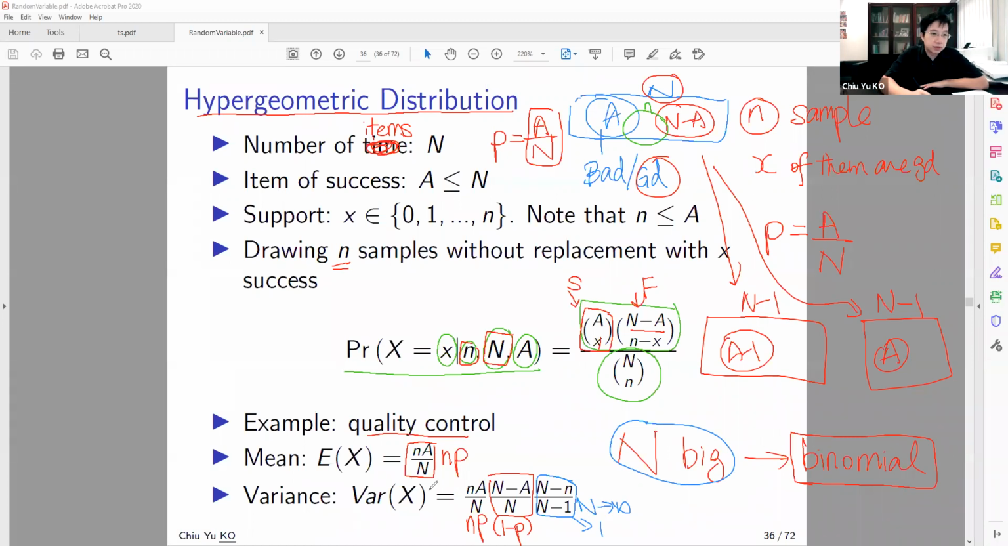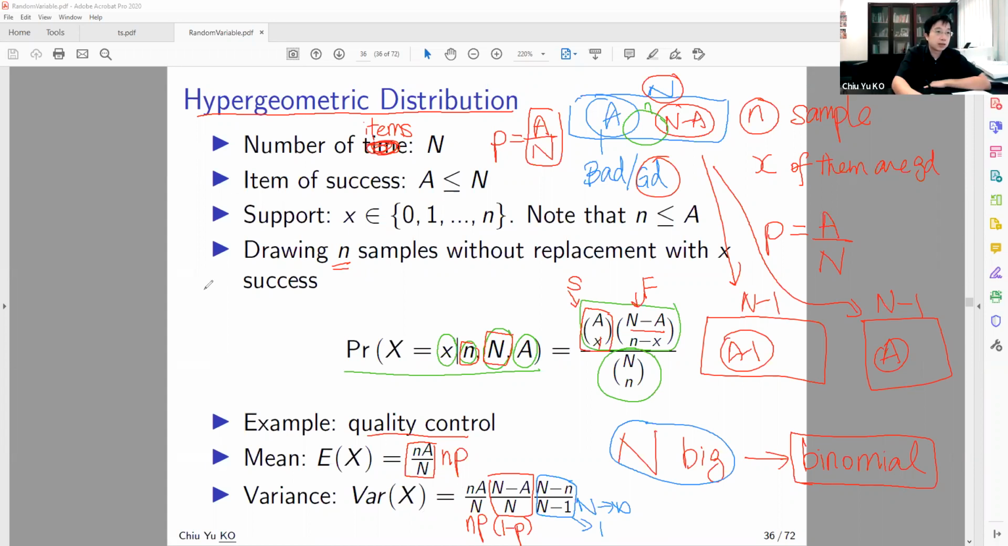Okay, we'll prove this is true, but these are the two formulas we have here. Now, A is the object that we care about. N is the total number of objects. A of them are what we think of as success. N minus A is not success. So just to repeat a little bit.